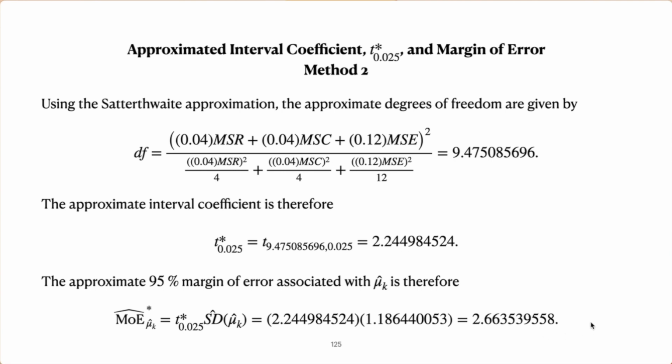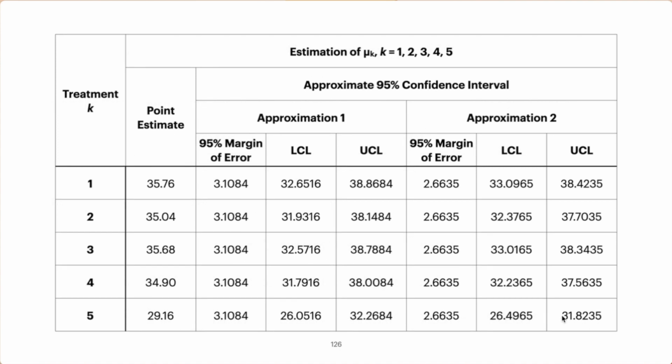And so we have these two approximation methods that we're using for demonstration purposes. In practice, you would pick one or the other. And you would probably pick one that is available in the software that you would be using. Satterthwaite's approximation would typically be the choice if you had to choose between these two. And so when we utilize those two approximations to get the interval coefficients and the corresponding margins of error, we are able to calculate these approximate 95% confidence intervals.